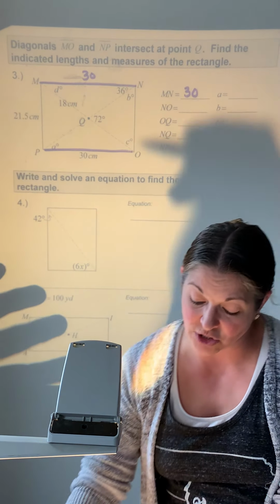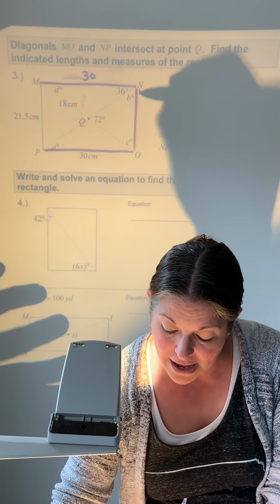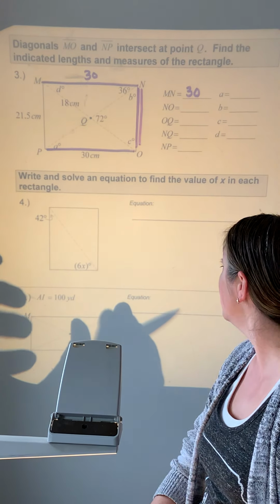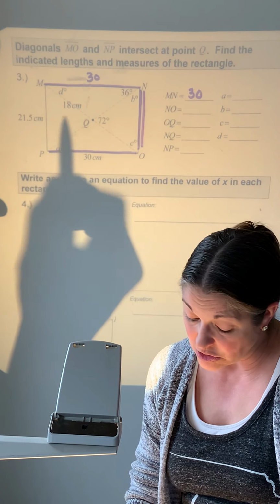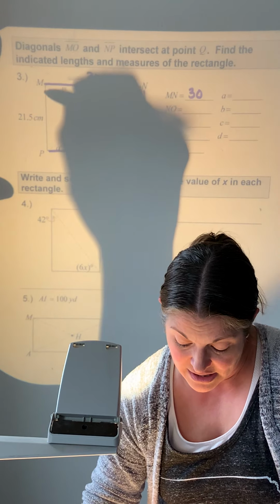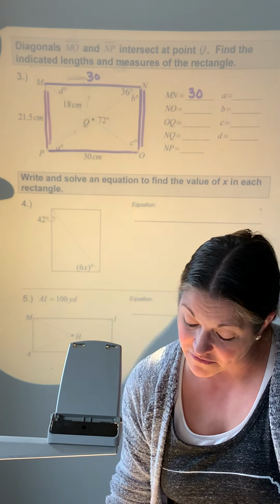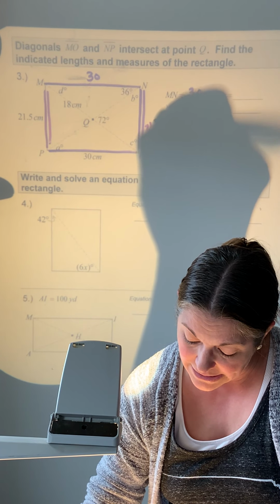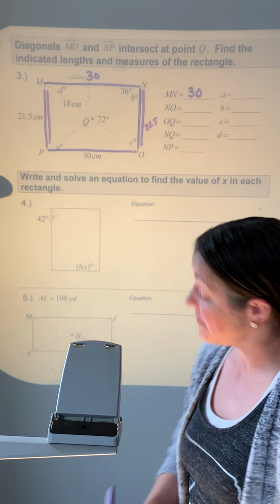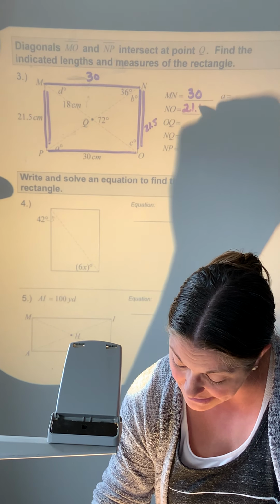NO, well, of course, that's just this right side of the rectangle. So if I want the right side, I look across to the left. That guy is 21.5, so now I know that he is 21.5. And we'll go ahead and write that in the blank as well.